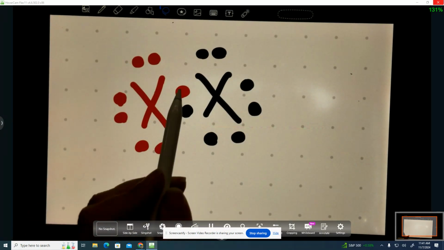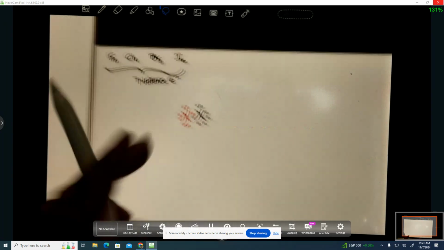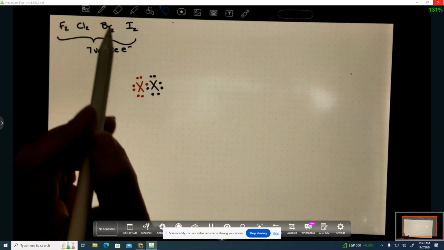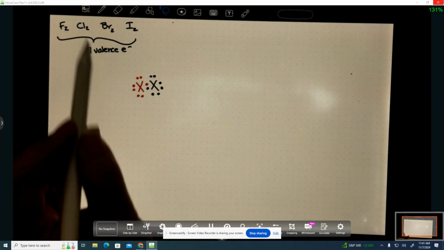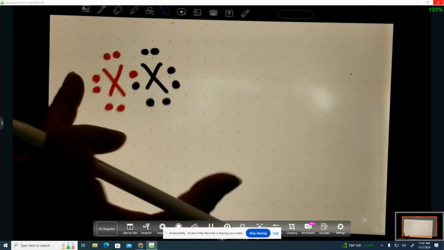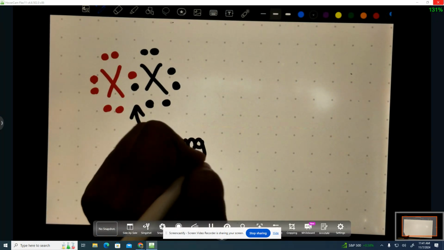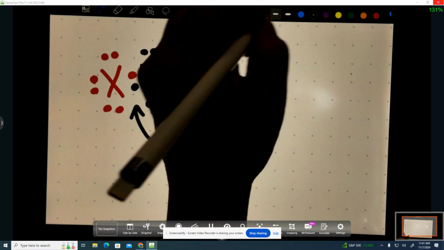What's this right here? What kind of covalent bond? Single covalent bond. And it works for any of these, fluorine, chlorine, bromine, or iodine. That X can be an F, a Cl, a Br, or an I. So let's label this single covalent bond.